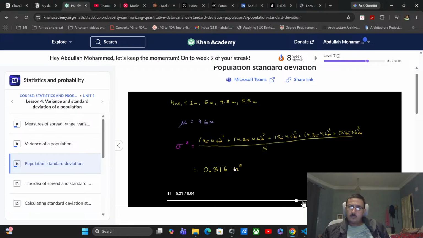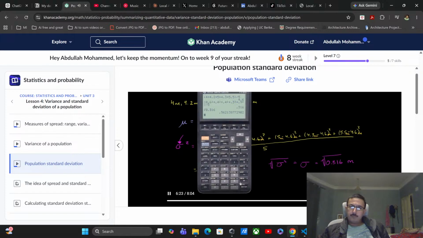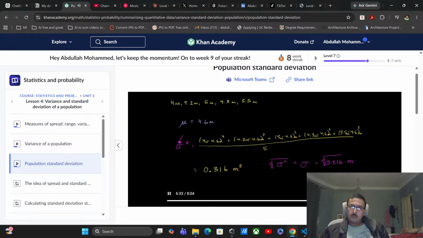It's in meters. And so you might say, hey, that's kind of a weird unit if we're trying to visualize or think about how dispersed we are from the mean. Just taking a sigma makes a lot of sense. And in this case, what's it going to be? It's going to be the square root of 316, and I get 0.56. I'll just round to the nearest thousandth, 0.562. So it's approximately 0.562 meters.